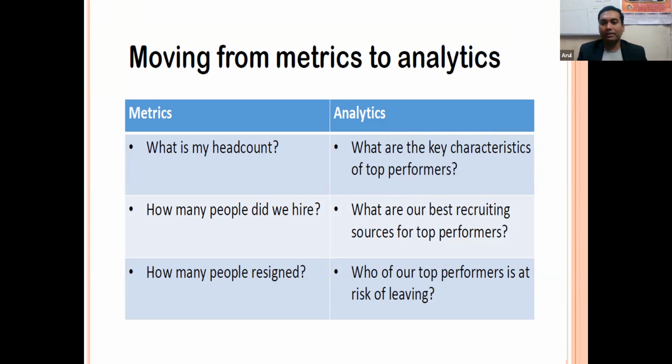Okay. What is my headcount? So can I have any interpretation or any perspective on this? The difference between metrics and analytics. What about your understanding? Anyone kindly share, please, if you don't mind.